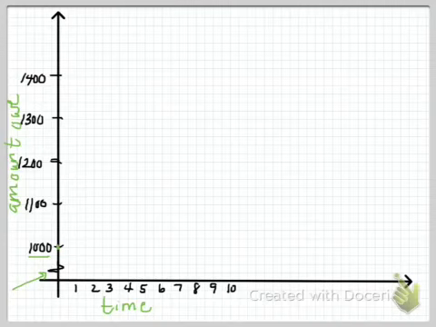Okay? In 1 year, we had 1,040. So that's going to be right about there. In 2 years, I would owe her 1,080. So that's going to be right about there. In 5 years, we were up to an amount of $1,200. So that's going to be about there. And then in the 10 years, we were up to 1,400. So that's going to be about there.